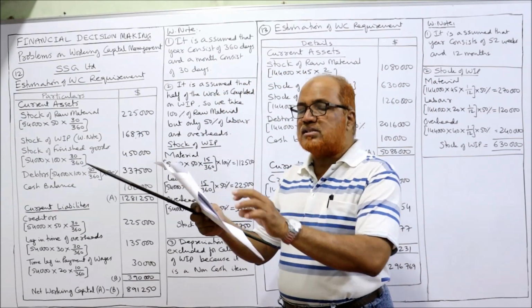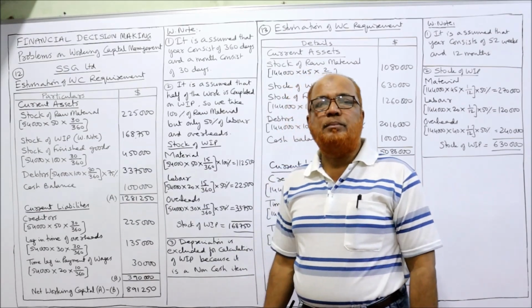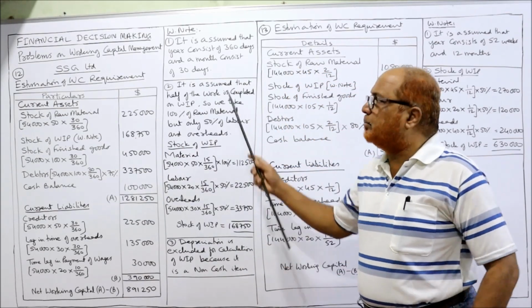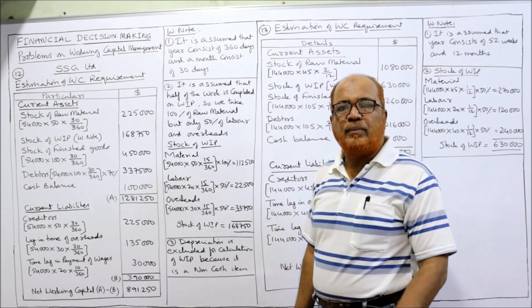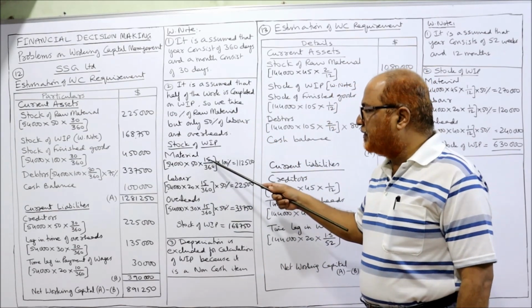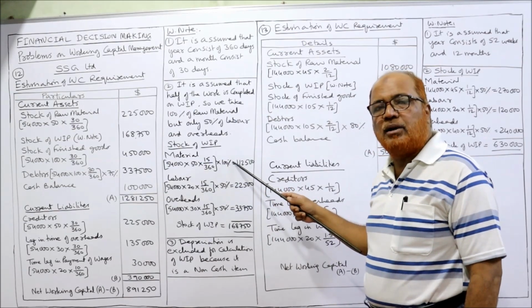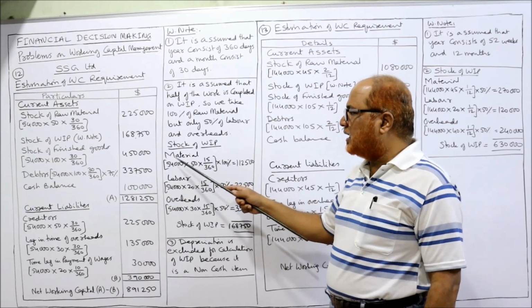Average material in work in progress is half month. Half month means 15 days, because 1 month we are taking 30 days. A month consists of 30 days, so half month is 15 days. So I have taken 15 by 360 into 100%. We assume material is 100%.